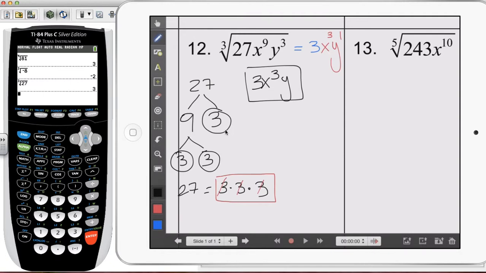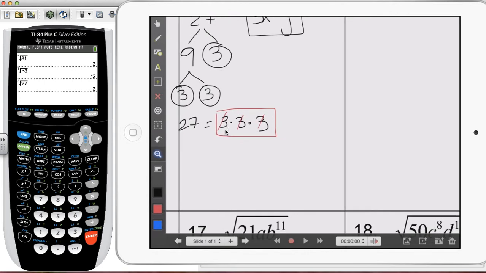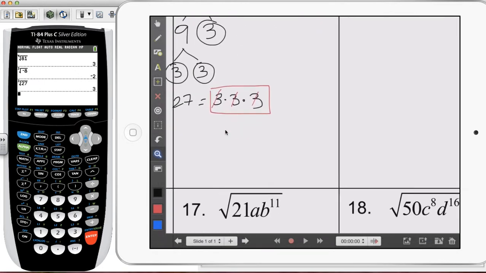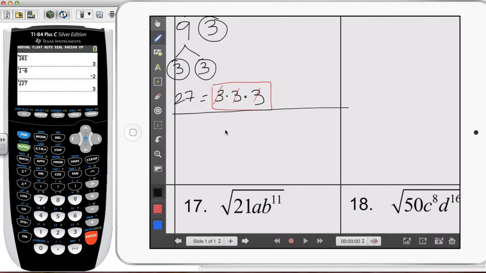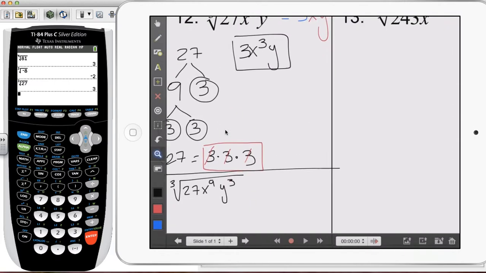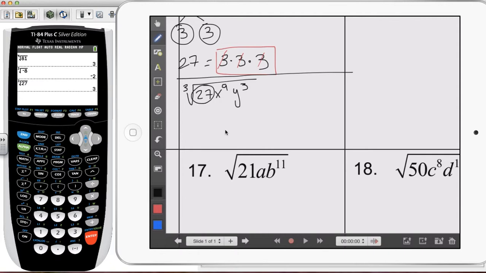Now, remember, if you don't like this method, you can do the other method, which is basically just writing down all the x's and all the y's and grouping them in groups of 3. So that's the answer, but now I'm going to do a second method. Remember, I have the cubic root of 27, x to the 9th, y to the 3rd. Let me double check. Yes. We already did 27, and we know that the cubic root of 27 is 3. Now for the x, if I want to simplify that, x to the 9th means I have 9 x's.